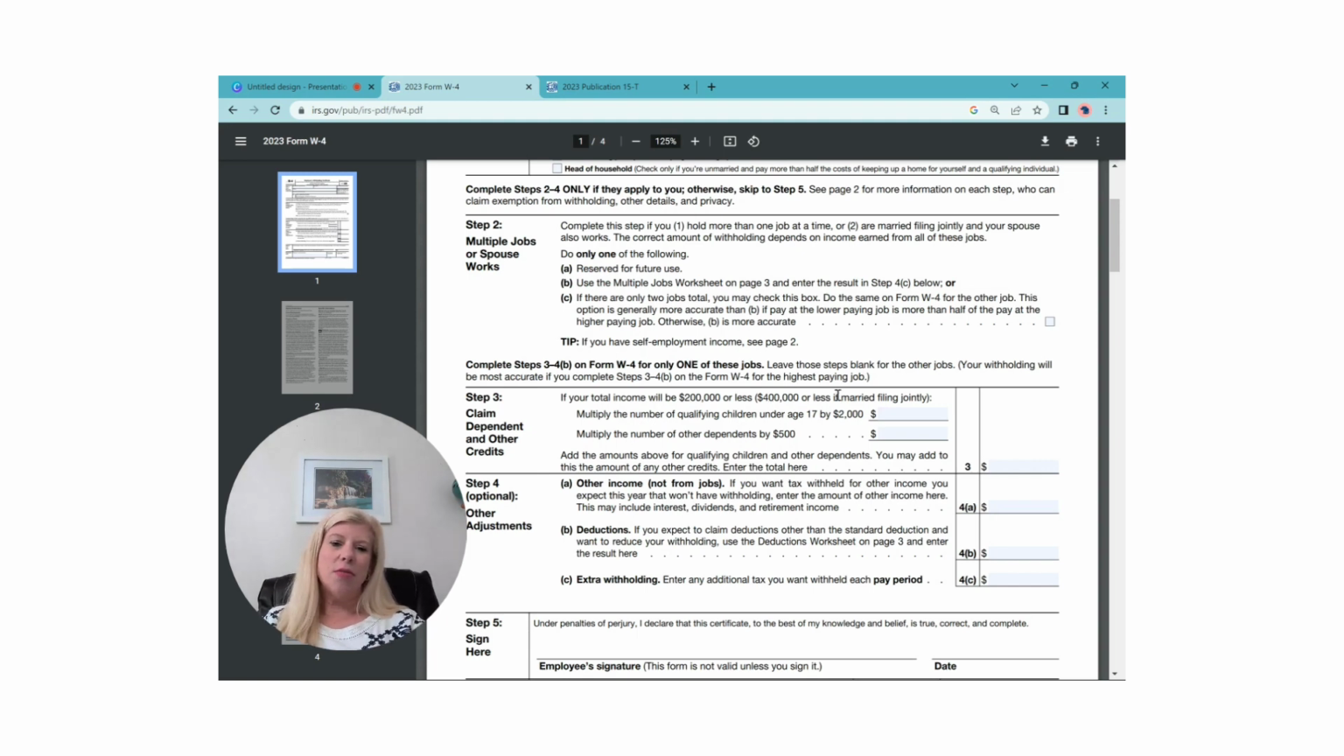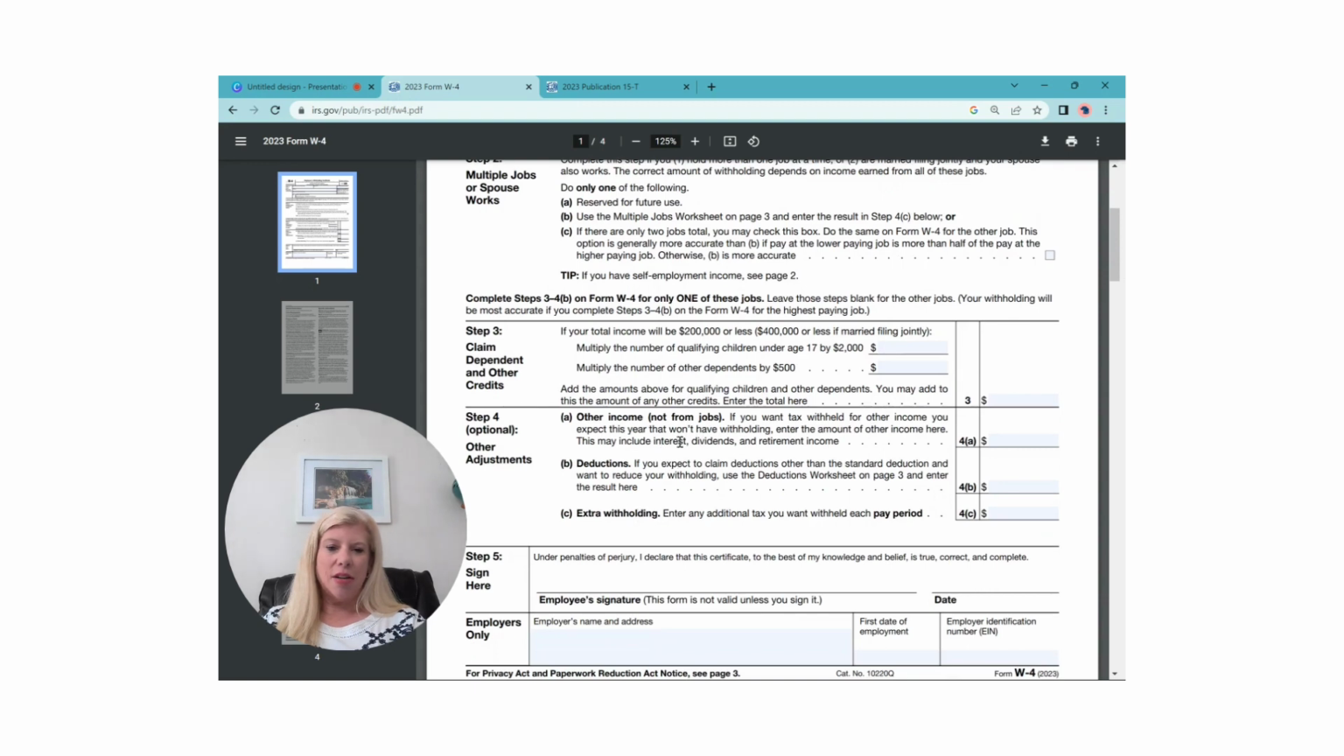So if you don't fill this out, it will withhold more. This is just trying to get you as close to zero owing at the end of the year as possible, which is the ideal answer on a 1040. So if you leave this off, it'll just withhold more from your paycheck.